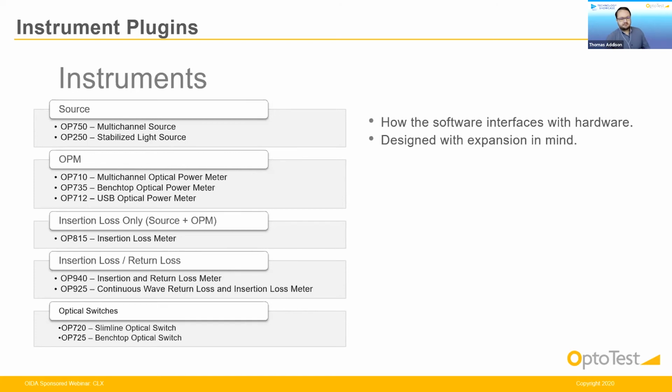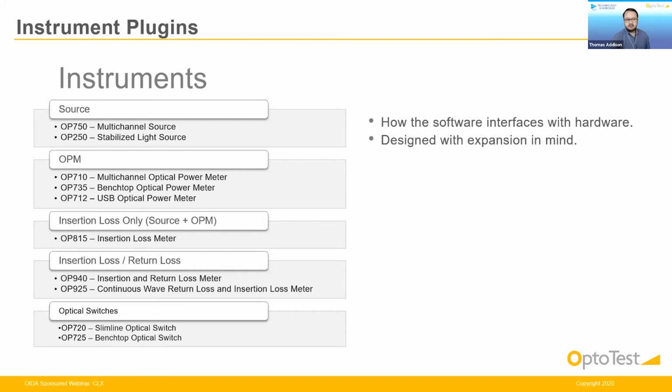This is also an optical power meter, so I can assign this to do both of these things. The same follows for an insertion loss, return loss measurement. So our OP940 can do both of these things in one unit, or our OP925.